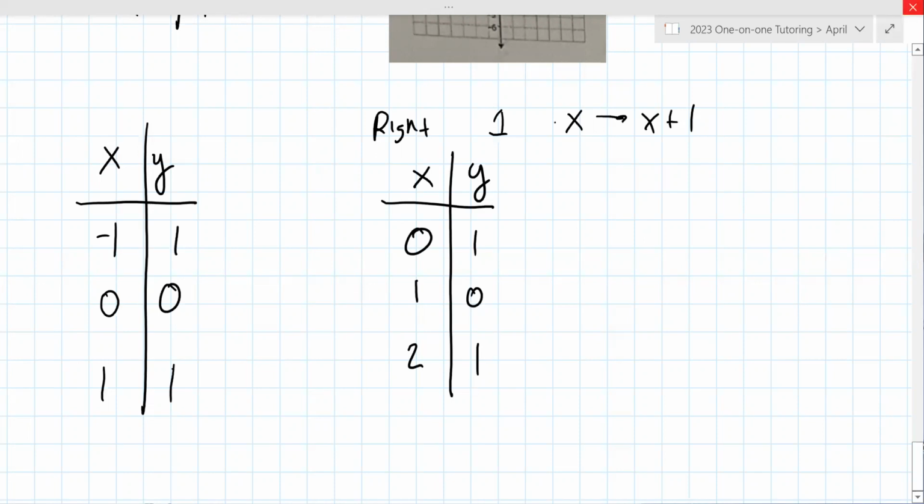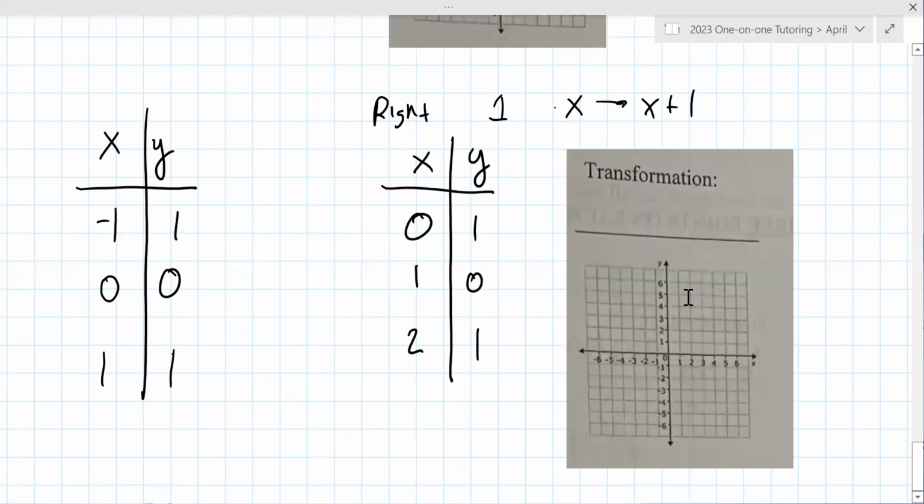And we're going to graph the transformation. So you're going to graph these new points here. So 0, 1, 1, 0, 2, 1, something like that. Does that look good to you? Yeah. Awesome. All right. So we're almost there. Last transformation on this one.